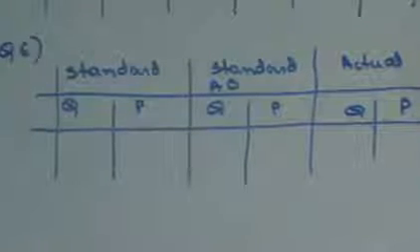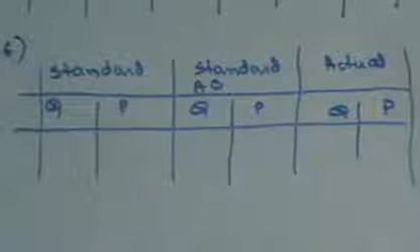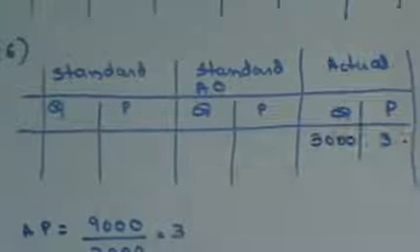Right, let's see this. Sum number 6. From the following particulars, compute the three variances. Quantity of material purchased is 3000 units. You purchased 3000 units. Value of material is 9000. Actual output 3000 units. Quantity of material purchased for actual output is 3000. So your actual price will be 9000 rupees paid for purchasing 3000 units. So actual price is going to be 3 rupees per unit.